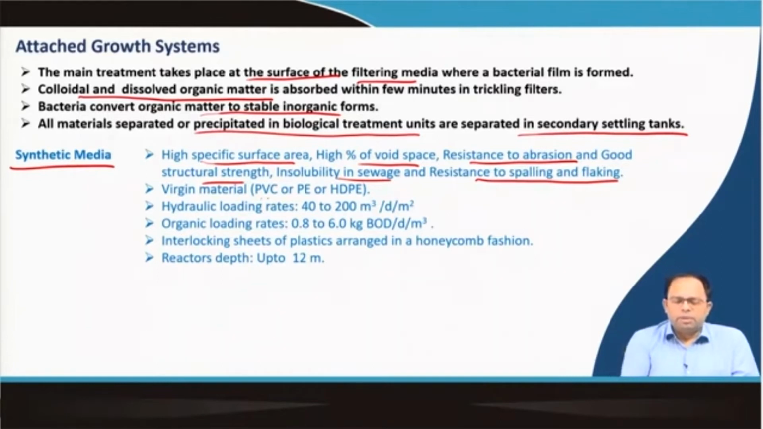Usually it is made of PVC, PE or HDPE. Then looking at hydraulic loading rates of this kind of systems, it comes to around 40 to 200 meter cube per day per meter square, and this is the amount of sewage that could be loaded based on the surface area of that film. And organic loading rates are 0.8 to 6 kg of BOD per day per meter cube. So, this is the amount of BOD that could be removed using this kind of system.